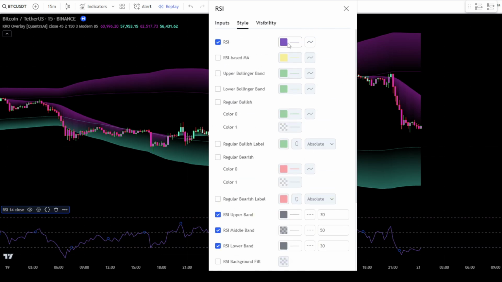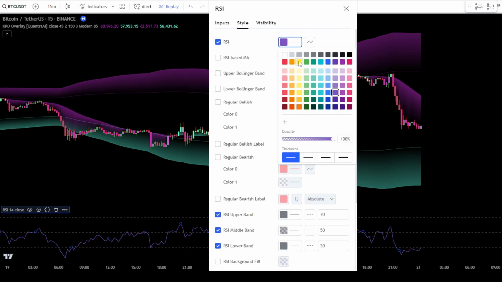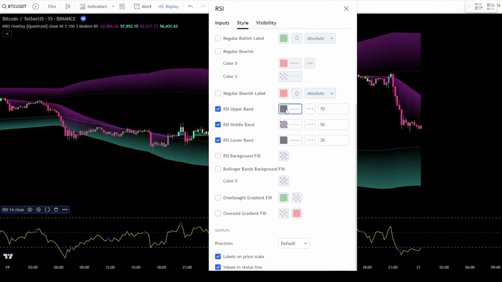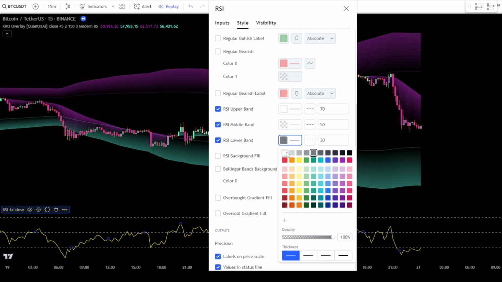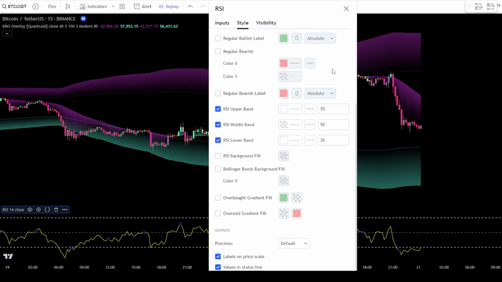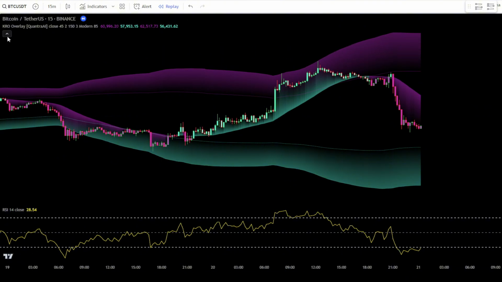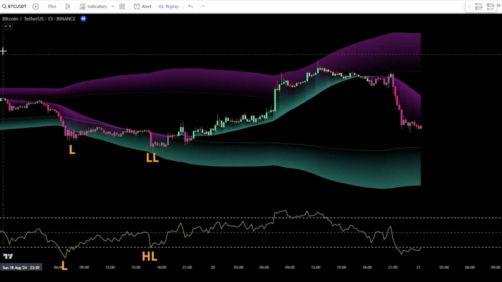After that, customize the colors of the RSI and the other elements to your preference. Once done, simply click OK to confirm the changes. This trading strategy will use the bullish divergence and bearish divergence patterns from the RSI indicator to place orders in the market. A bullish divergence occurs when the price forms a lower low or a new lowest point, while the indicator forms a higher low or a new low point higher than the previous low.